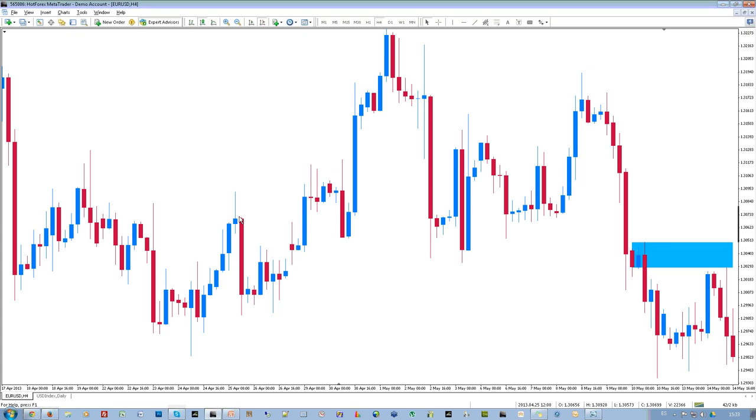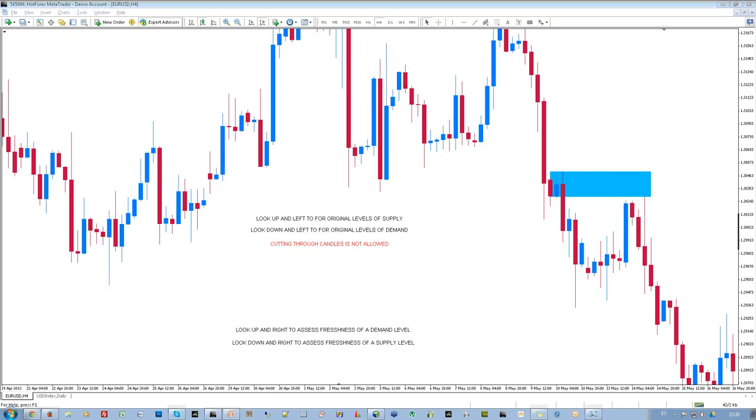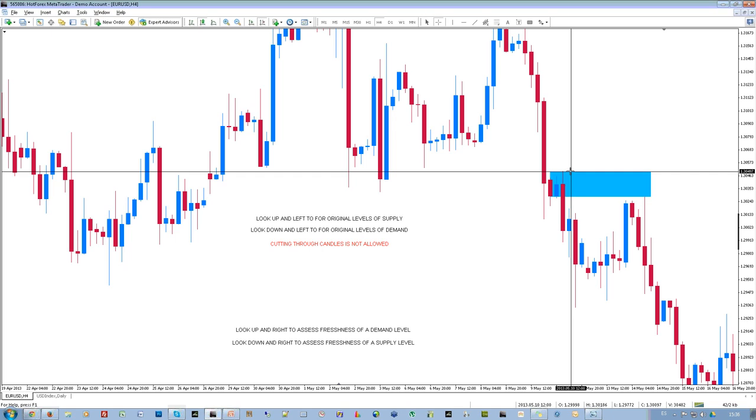We won't consider this area of supply. No, this is not a reaction to this or to this. We look up, and when we find a red or green candle or blue candle or whatever it is, we stop here. And now we ask ourselves this question: is this level a reaction to a previous level? Is there a level over here? No, there is not. So this level is original. That's how we define it.